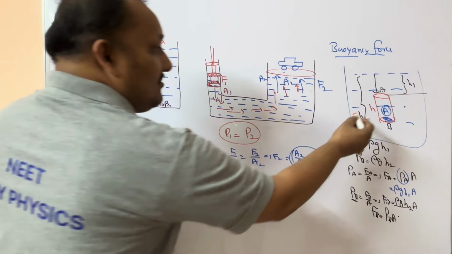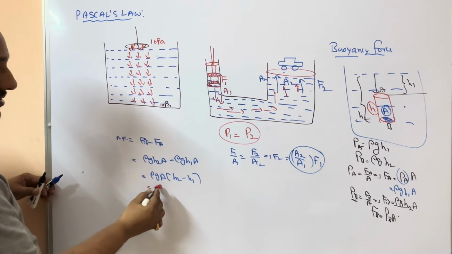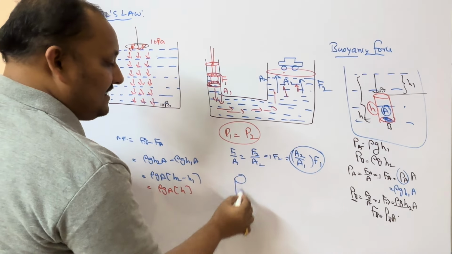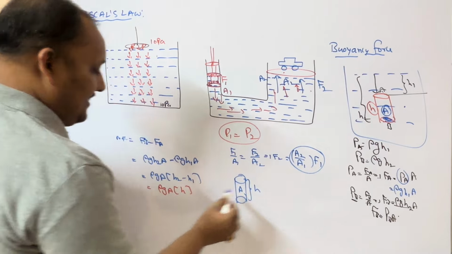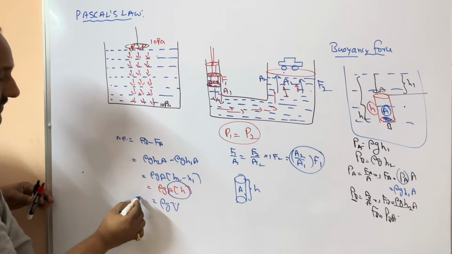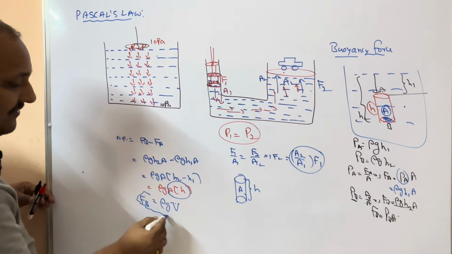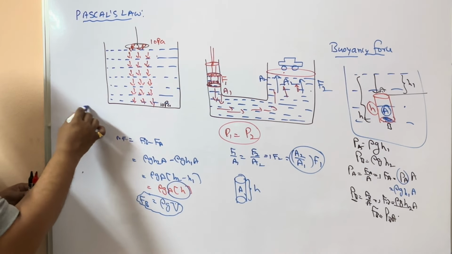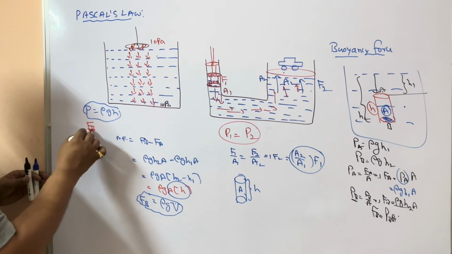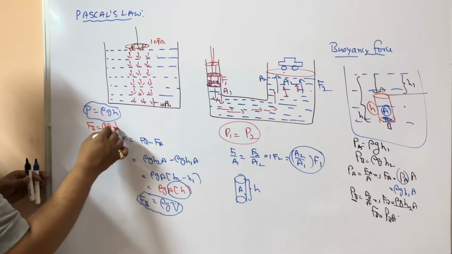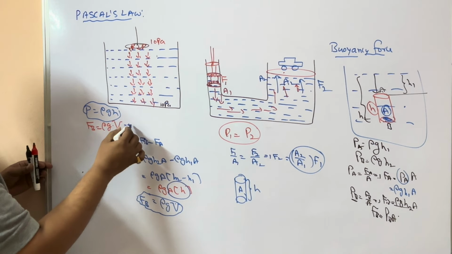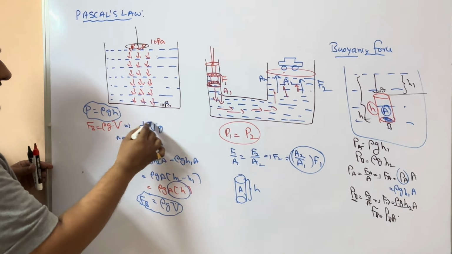From the diagram, what is h2 minus h1? Small h. So rho g A into h, area into height. This vessel has area A and height h, so area into height is the volume V. So it is rho g V. This is nothing but the buoyancy force equation. Pressure is rho g h, buoyancy force is rho g V or rho V g. So for our convenience, from now onwards we will write it as d_l V g.